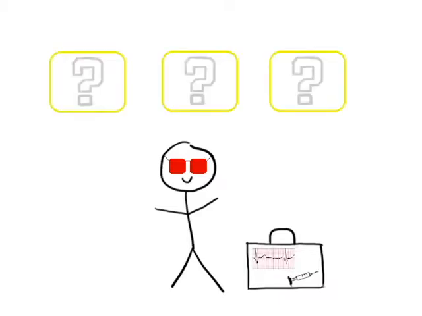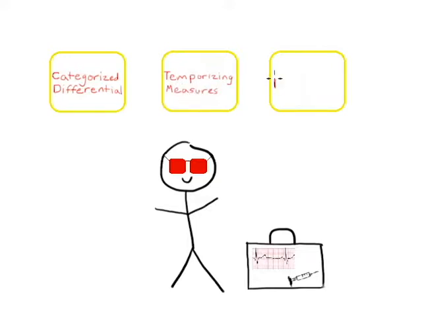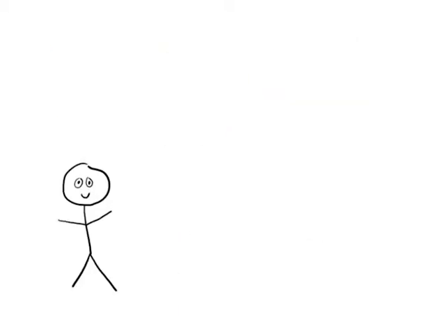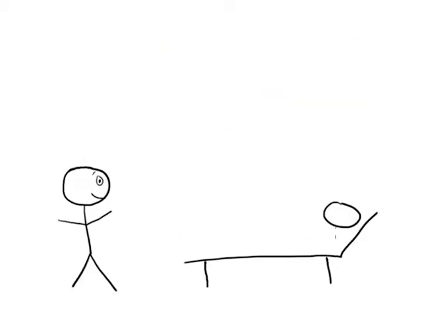The greatest difficulties third-year students have during this clerkship are, number one, creating a discrete differential based on categorizing by acuity. Number two, taking initial temporizing measures. And number three, determining the level of acuity and thus the disposition of the patient. So how does one think like an emergency medicine physician?